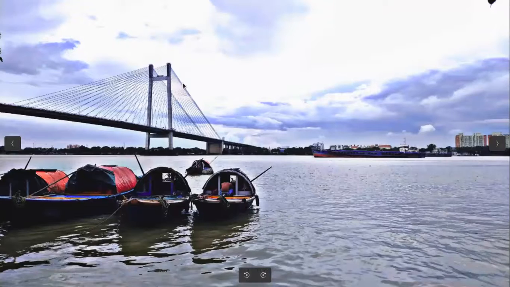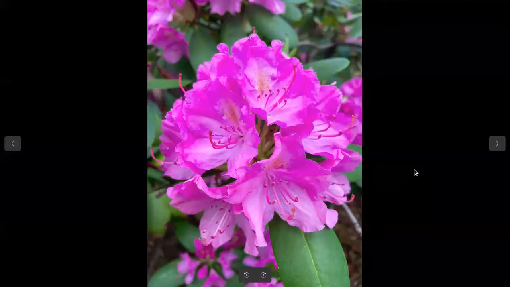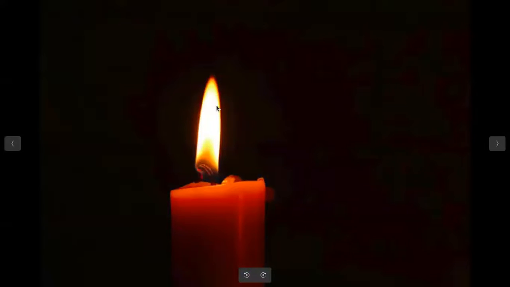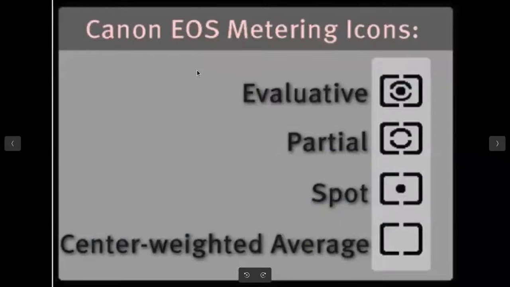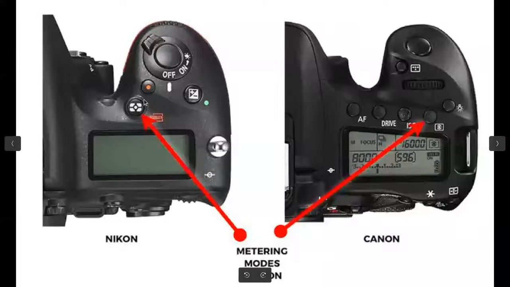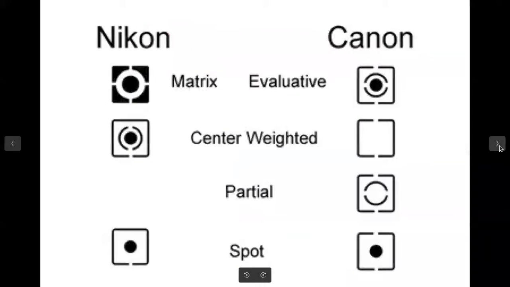So for this type of photos, evaluative or matrix metering gives us better result. For this type of photos, a center weighted metering will give us the result very quickly. And for this type of scenario, spot metering gives us better result. Now, Nikon cameras support these methods: matrix, center, and spot. Canon cameras support 4: evaluative, partial, spot, and center. There are dedicated buttons for high-end cameras for selecting this appropriate metering mode. This we have already discussed.